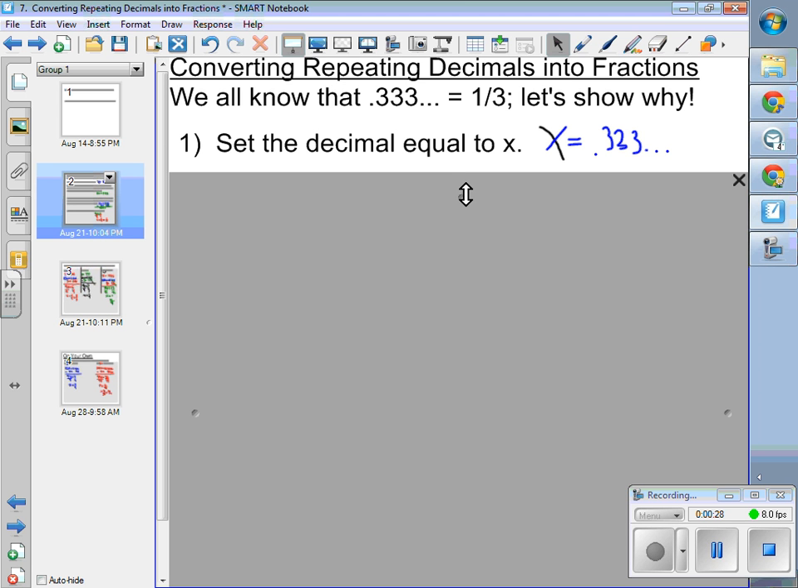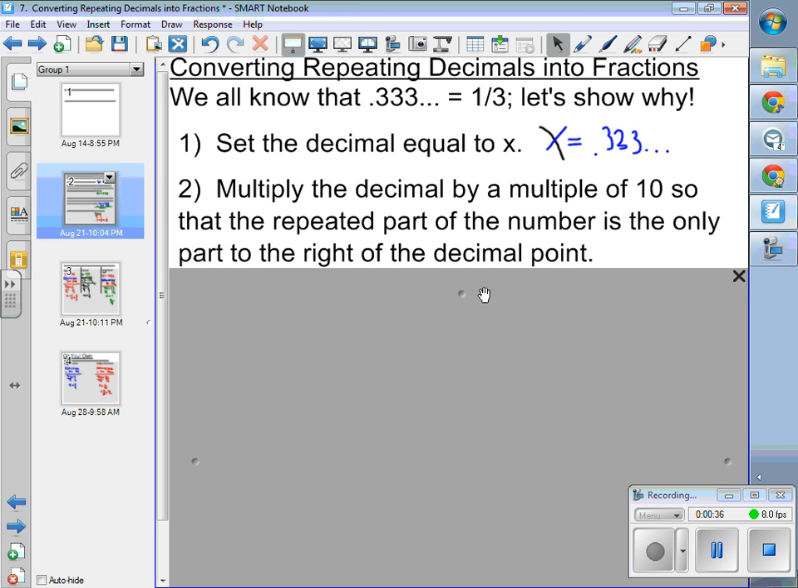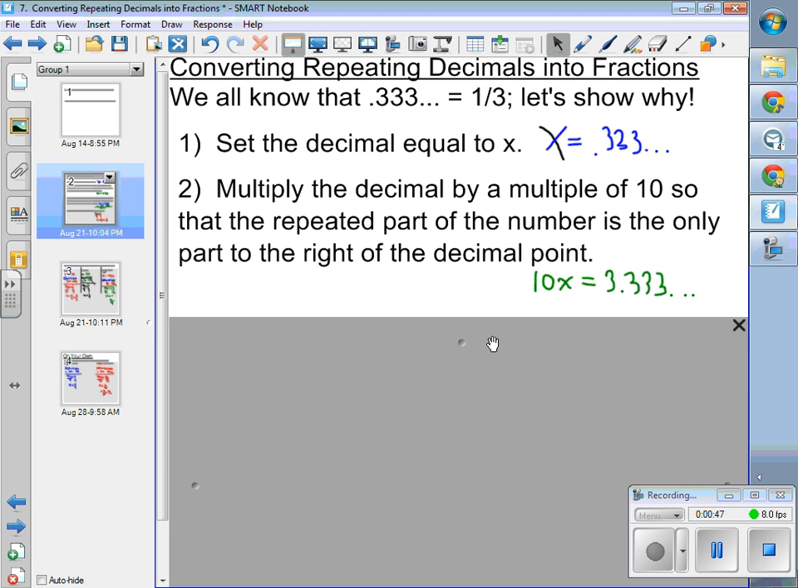So we're going to set the decimal equal to x. In this case, x equals 0.33333, etc. Then we multiply the decimal by a multiple of 10 so that the repeated part of the number is the only part to the right of the decimal point. So it's going to look like this: 10x equals 3.33333, etc. So we multiply everything by 10.